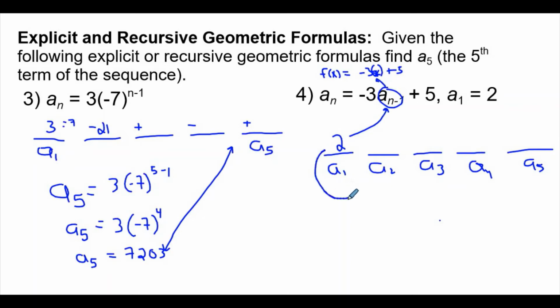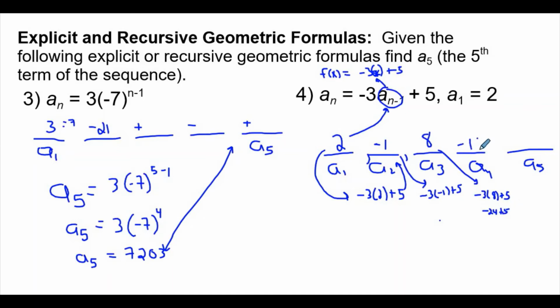So let's see what that looks like. If I plug 2 into this thing, I get negative 3 times 2 plus 5, right? That's negative 6 plus 5, and that will give me A2. That gives me negative 1, okay? To do A3, I plug negative 1 into the formula, and I get negative 3 times negative 1 plus 5, and that will give me 8. And I keep doing that, right? So I plug 8 into the formula, and I get negative 3 times 8 plus 5. That's going to be negative 24 plus 5, or negative 19.